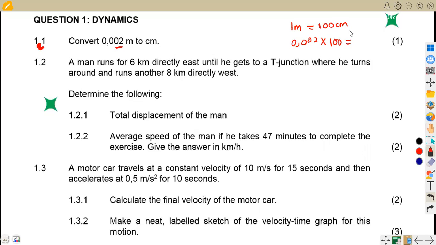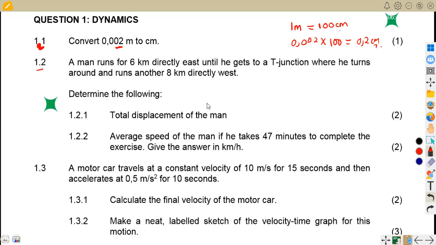From your calculator, this is going to give us 2 centimeters. Remember, we are multiplying by 100. So our answer is going to be 0.2. You see, this issue of not using a calculator actually affects. So in this case, please make sure that you use your calculator properly, guys. You are going to obtain 0.2.